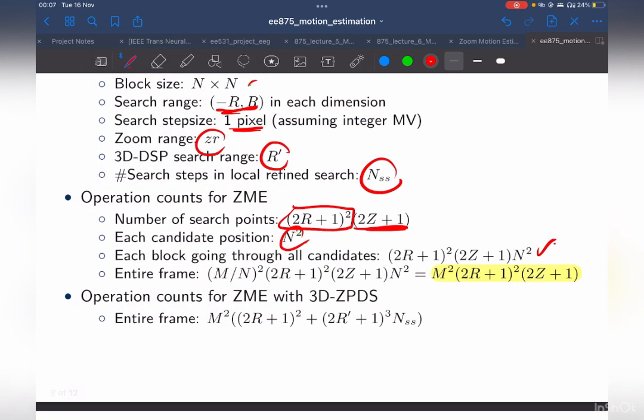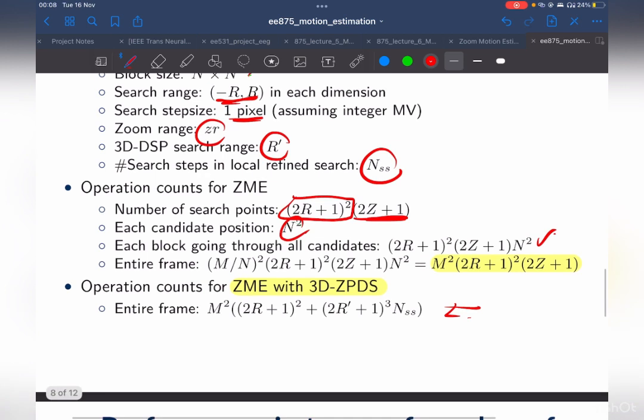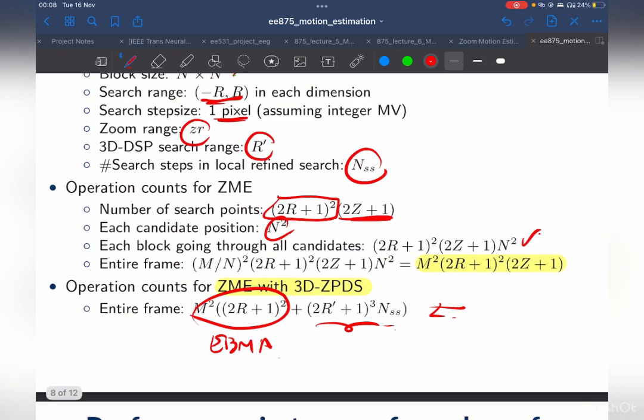And in the CME with fast algorithm, it is equal to this formula. The first term is that of EBMA, right? Because in the prediction of the initial search point we use that method. And the second term comes from the local search.